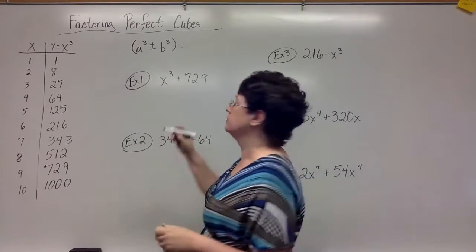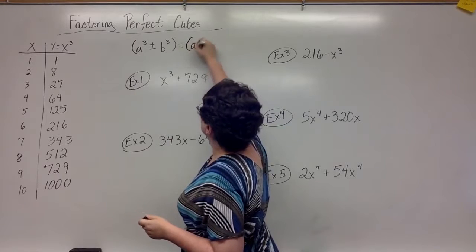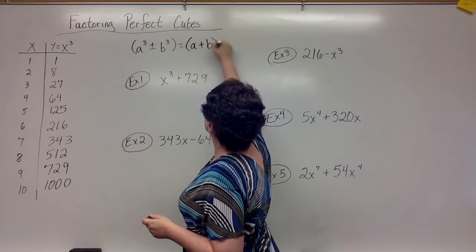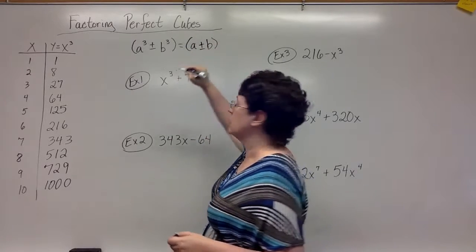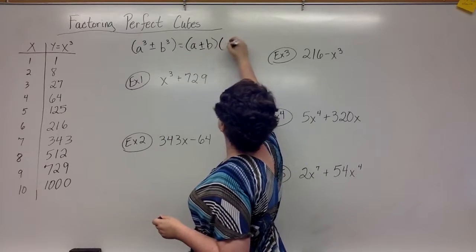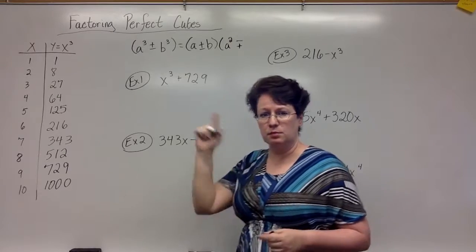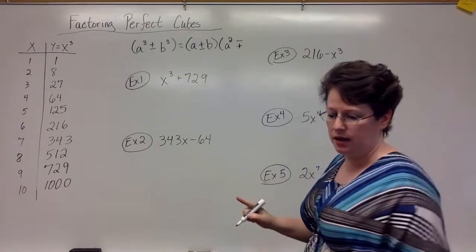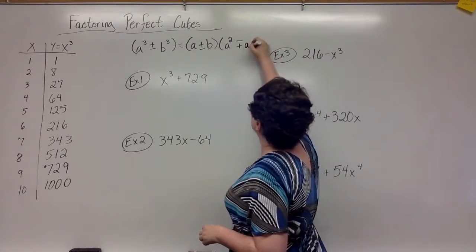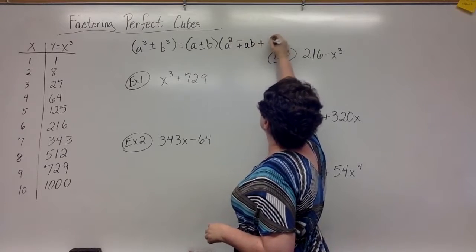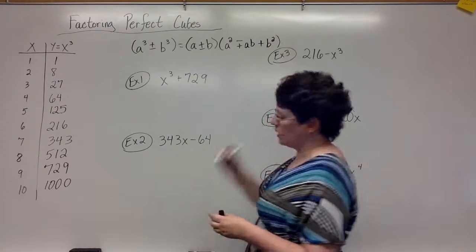So here's the shortcut, right? We're going to take A plus or minus B, and then it's A squared. Now I'm going to flip it. It's minus or plus, so you're going to switch that sign. It's going to be A times B, always positive, B squared, okay?